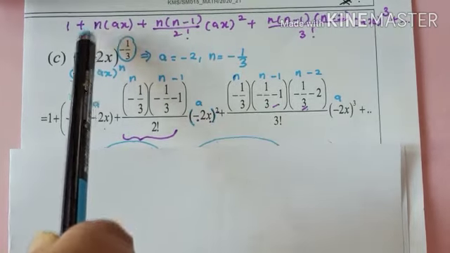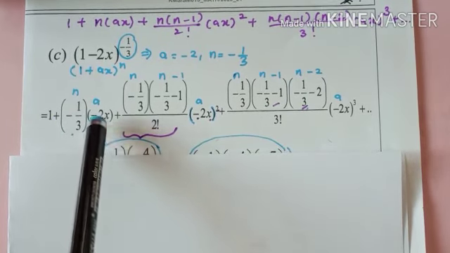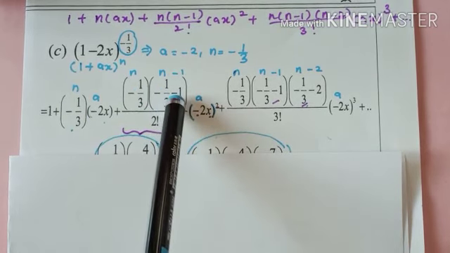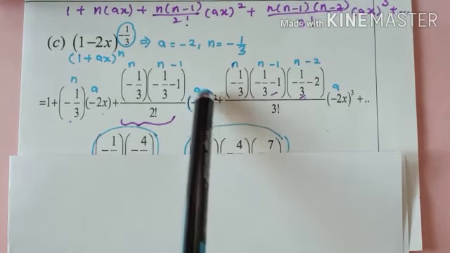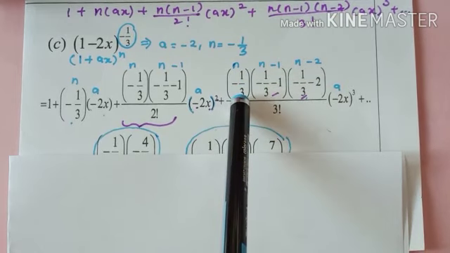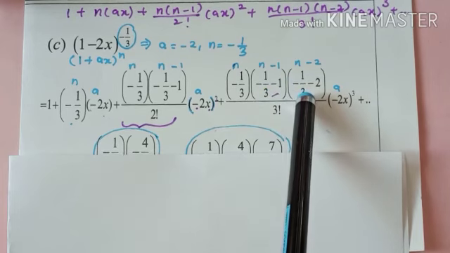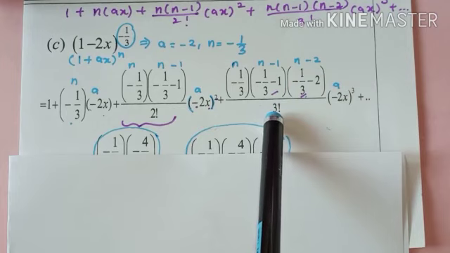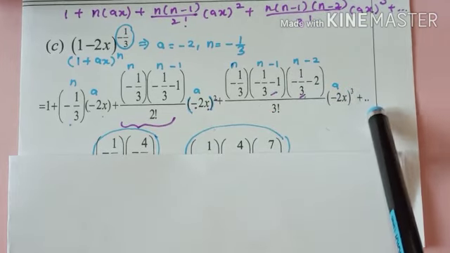After that, we can start with the first step by substituting all these values into the formula. 1 plus n is negative 1 over 3, ax negative 2x, plus negative 1 over 3 times negative 1 over 3 minus 1 over 2 factorial times negative 2x, in bracket power of 2, plus negative 1 over 3, the next bracket negative 1 over 3 minus 1 times n minus 2 is negative 1 over 3 minus 2 over 3 factorial times negative 2x in bracket power of 3 plus dot dot dot.